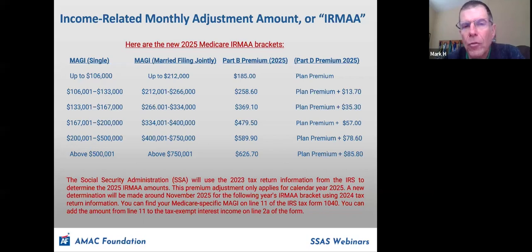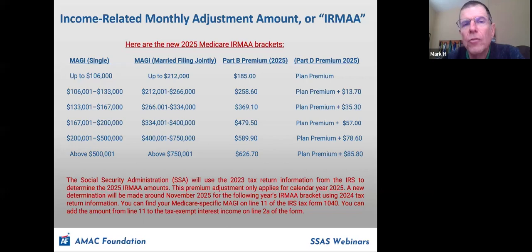And you can see that increases all the way up to $626.70 for those over the $500,000 MAGI limit for single, and $750,001 for those filing jointly.